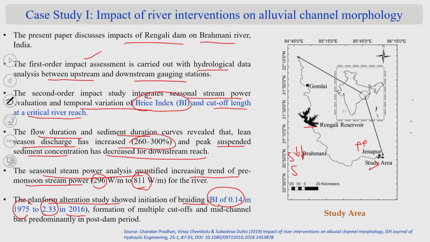After 40 years, the braiding index, which is the Brice index, indicating how much a river is braiding, has changed. Earlier it was not a braided river, and it is going towards braiding after 40 years of implementing these dam projects, and there is a cutoff and mid channel bar predominantly in the post dam period. We are summarizing these things. If you are interested, you can refer to this paper.